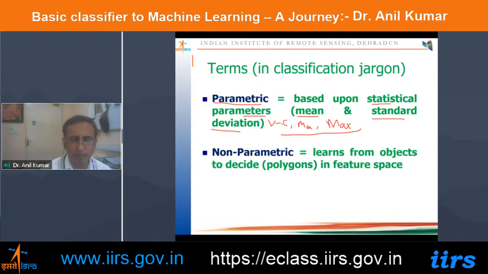You don't have to optimize the algorithm with respect to different parameters. So parameters are directly calculated from the given input data. But there are non-parametric algorithms which learn from objects or from the given input data to generate polygons in feature space, basically to create different classes. So there are non-parametric algorithms. That means their parameters are not standard. They have to be optimized every time.